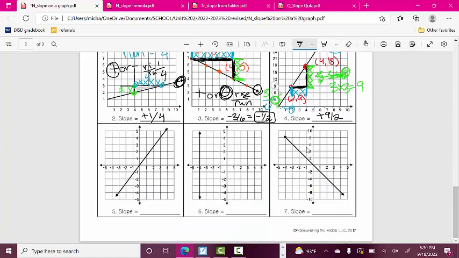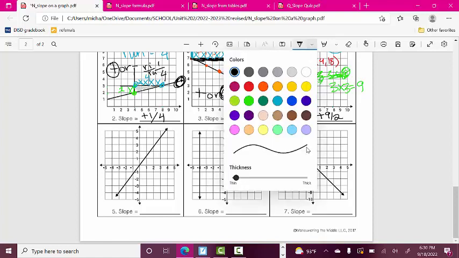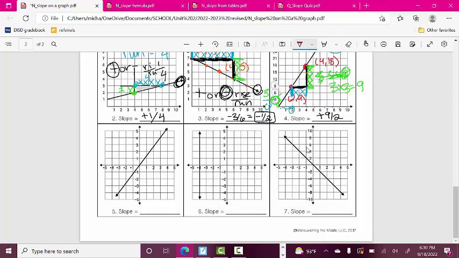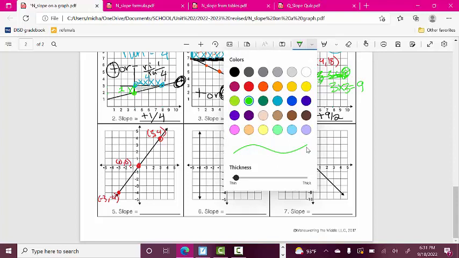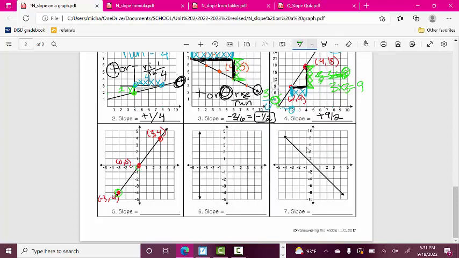Okay. I'm looking at the next problem, we've got a graph with all 4 quadrants here. So we're going to want to pick 2 ordered pairs that are on the line. I see one at 0, 0, the origin. I see one at 3, 4, and there's also one at negative 3, negative 4. Any of those points are fine to use. We just have to pick 2 of them. I'm going to pick to use negative 3, negative 4, and 0, 0.